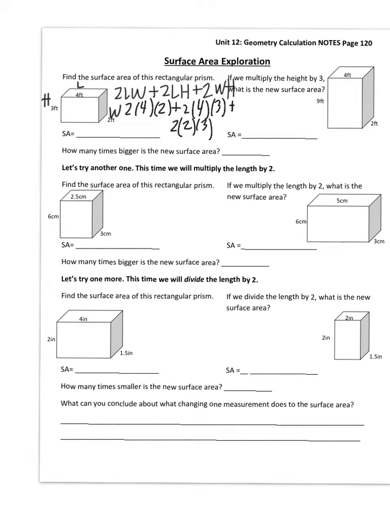2 times 4 is 8, 8 times 2 is 16, so we have 16 plus 2 times 4 is 8, 8 times 3 is 24, plus 2 times 2 is 4, times 3 is 12. When you add those together, 16 plus 24 plus 12, you get 52 feet squared.